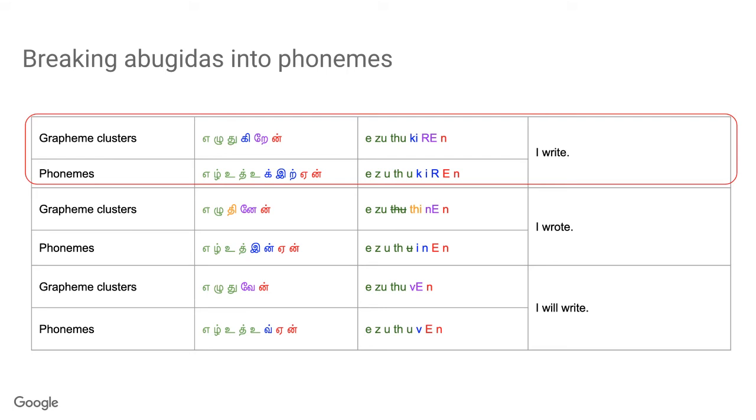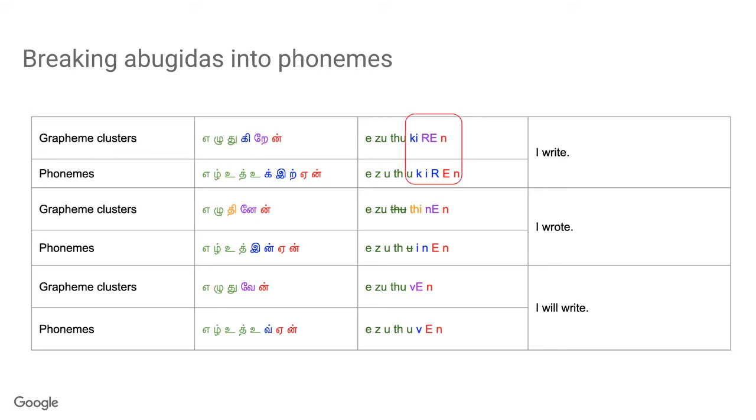So let's take a look at the present tense conjugation of "to write". So we have the sentence "I write", and here we have the verb root, and to it we're adding the tense suffix, which is in blue, and we have the subject agreement, person, number, gender suffix, which is in red. So the phonemes provide the right granularity to represent that information. Whereas if you look at the grapheme clusters, there's an overlap in that information, which is indicated in purple.